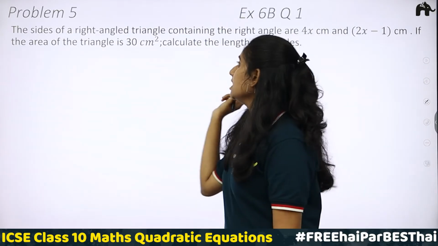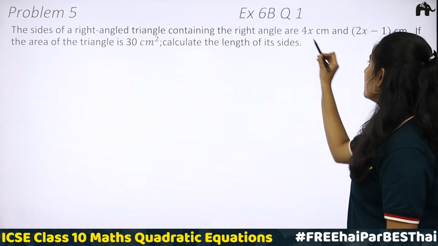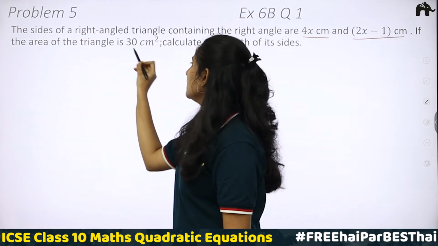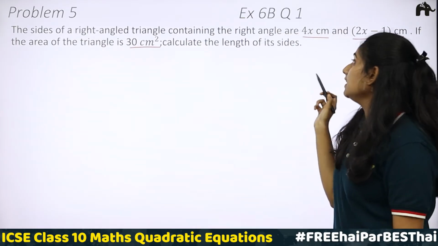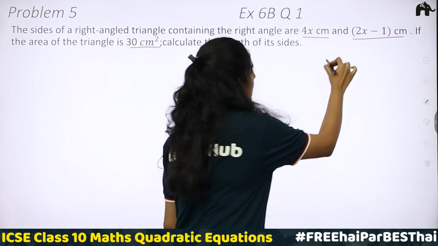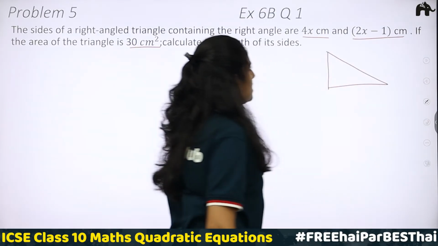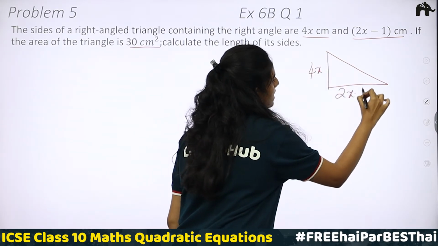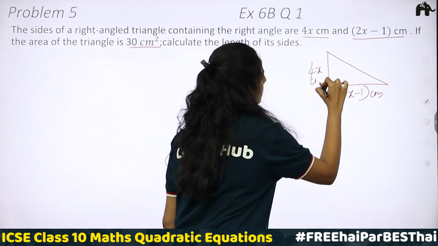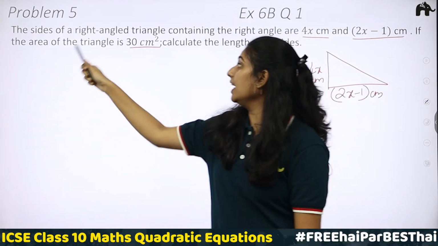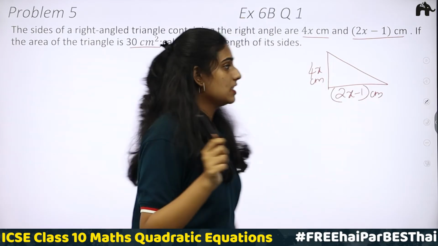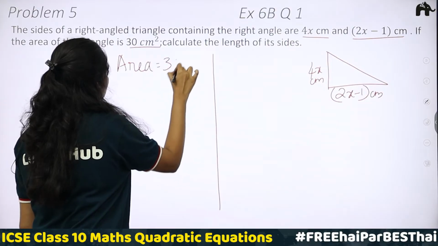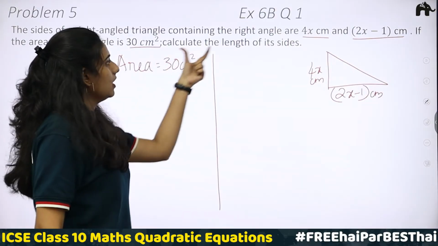The sides of a right angle triangle containing the right angle are 4x centimeter and 2x minus 1 centimeter. If the area of the triangle is 30 centimeter square, calculate the length of its sides. We are considering a right triangle. In this right triangle, one side is 4x centimeter and the other is 2x minus 1 centimeter. Okay. Then what is given? If the area of the triangle is 30 centimeter square, area is given. Area is equal to 30 centimeter square. We need to calculate the length of its sides.